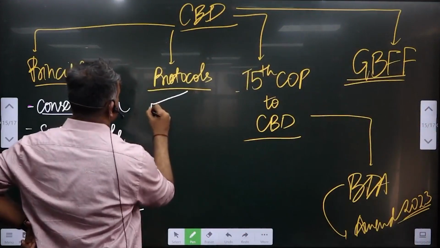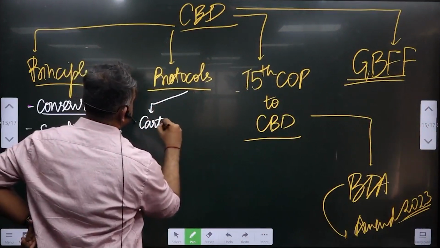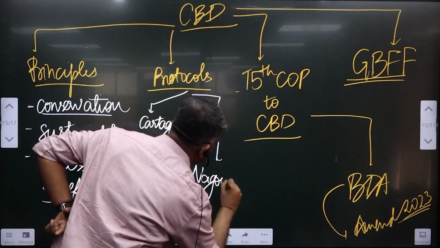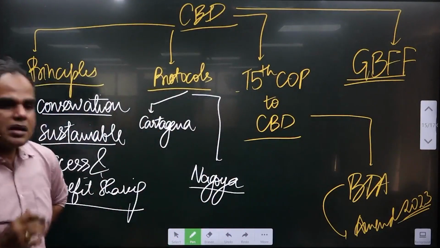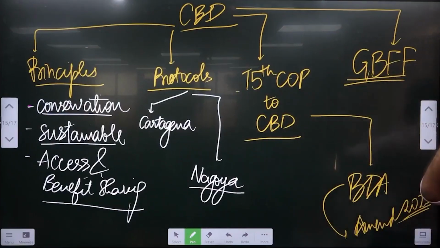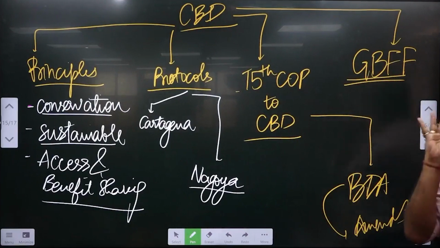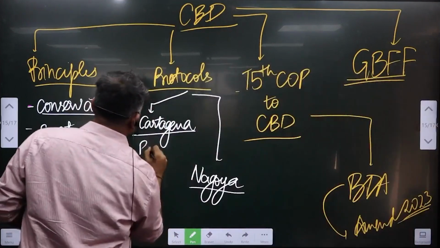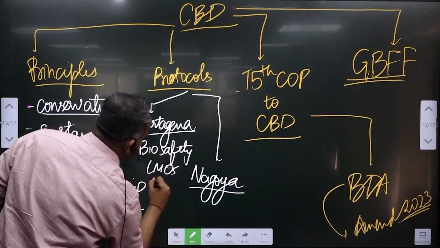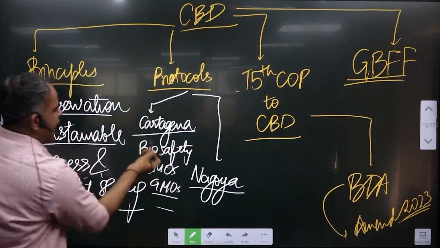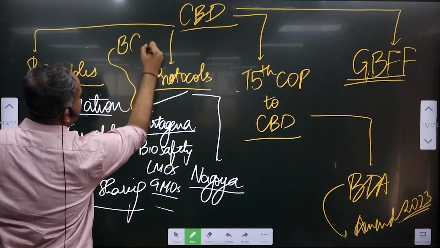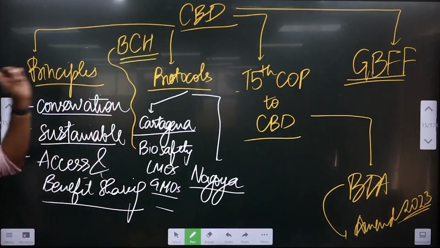There are two protocols here. One is the Cartagena Protocol and one is the Nagoya Protocol. Cartagena Protocol is related to biosafety of LMOs and GMOs. Biosafety is the keyword for us. Living modified organisms, genetically modified organisms. And because LMOs is a keyword, a Biosafety Clearing House is also established because of this.